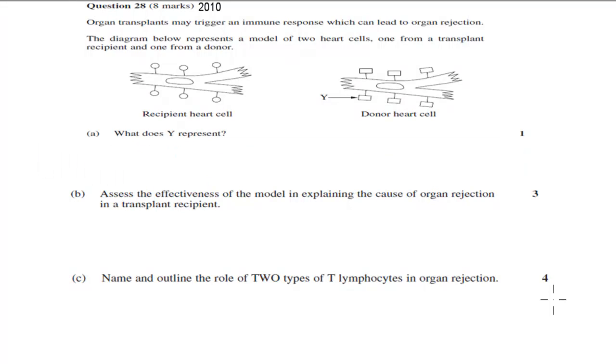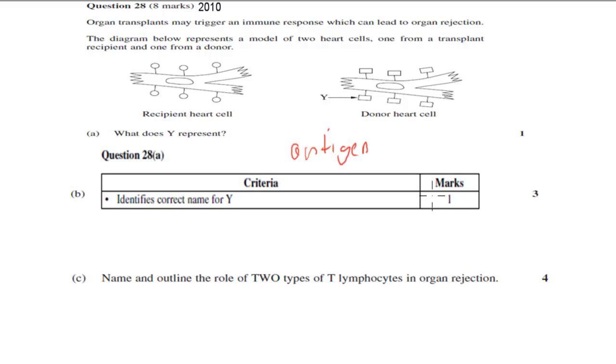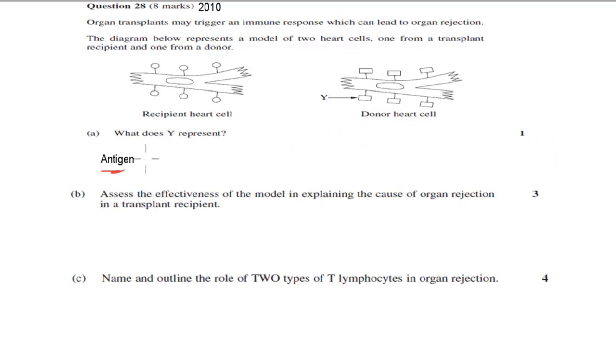Welcome back. Alright, so the first one, what does Y represent? The marking guideline says to get 1 mark out of 1, all you have to do is identify the correct name for Y, and that was the antigen. So we're talking about antigens here. If you said antigen, that will get you your mark. Next one is assess the effectiveness of the model in explaining the cause of rejection of transplanted recipients.